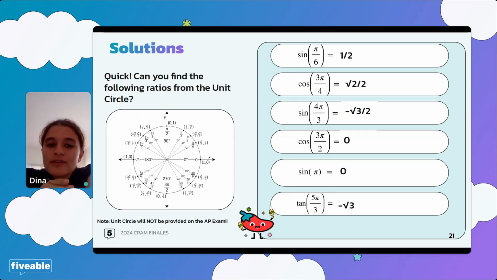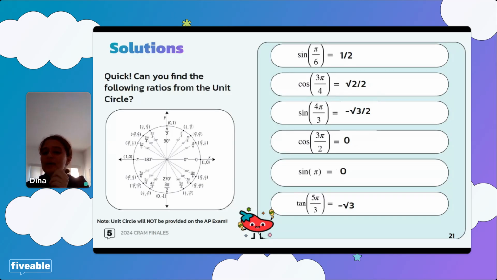The sine of pi over 6, as we've said, pi over 6 is 30 degrees, so the sine of that is 1/2. The cosine of 3 pi over 4 is root 2 over 2, and I believe that's supposed to be a negative value. On the other hand, the sine of 4 pi over 3 is negative root 3 over 2. The cosine of 3 pi over 2, which on the unit circle is actually 270 degrees, the opposite of that 90-degree angle, is 0. The sine of pi is also 0. That's the x-axis on the left.